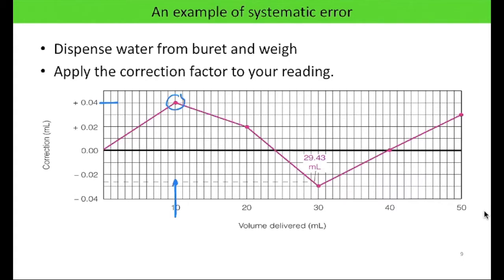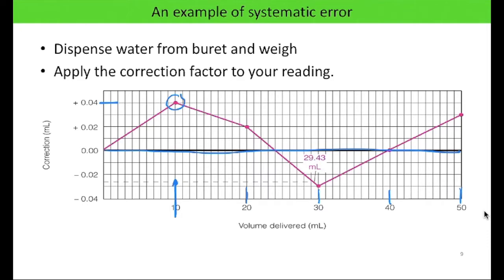Do the same thing with a 20 milliliter sample, 30 milliliter sample, 40, and 50. And you notice that in each of these cases, we are not reaching the exact amount, which is shown by this black line going straight across. So if any of those points are on that black line, that would mean that we were dispensing exactly the amount that we thought we were.